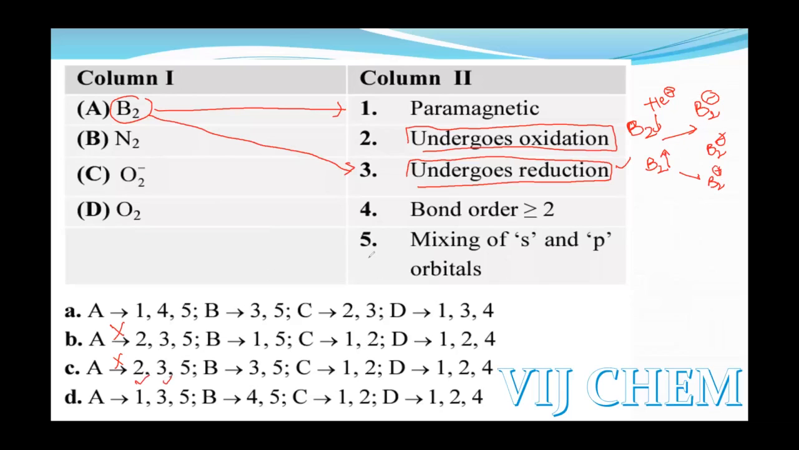Then mixing of s and p orbitals will take place. So the answer is 1, 3 and 5. The A option is there. 1, 3, 5 is the correct answer, so this answer is the D option. No need to worry about further options.